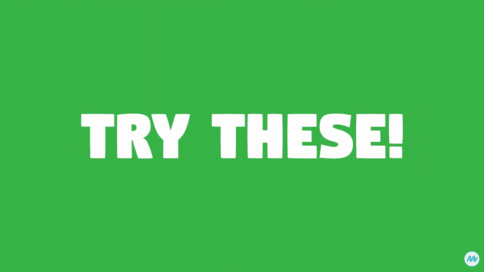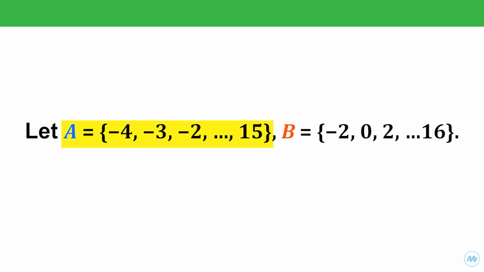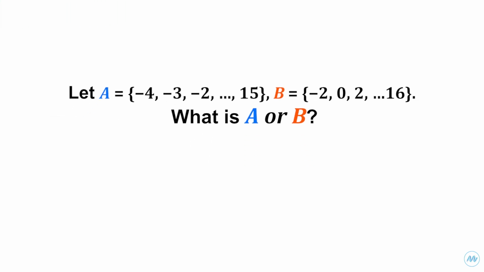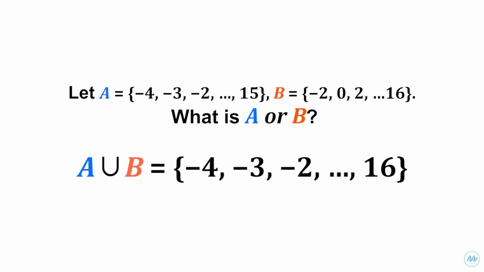Now, try this. Let A be a set whose elements are -4, -3, -2, and so on until 15. And B is a set whose elements are -2, 0, 2, 4, 6, 8 until 16. Question: what is A or B? Did you get A union B equals -4, -3, -2, and so on until 16?